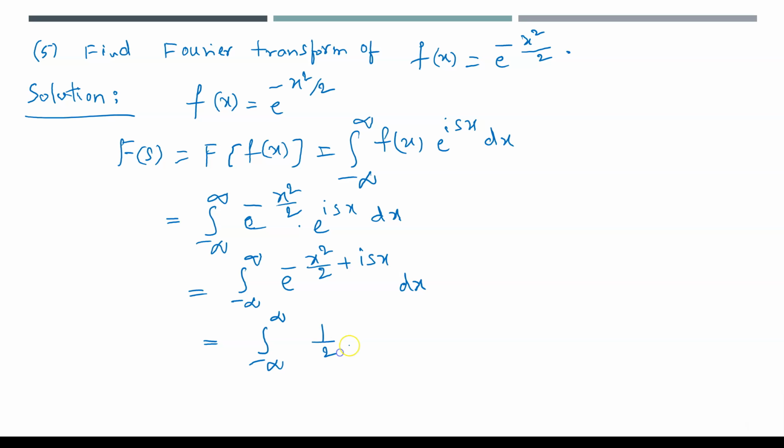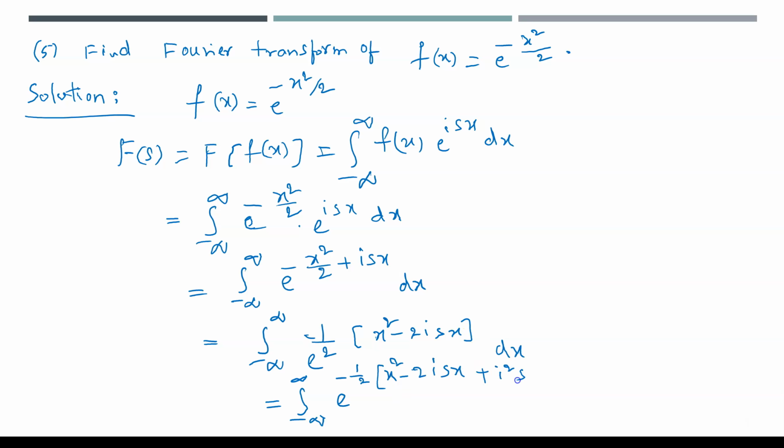If you take minus 1 by 2 common, you get the integral from minus infinity to infinity of e power minus 1 by 2 into (x square minus 2isx) dx. Here, add and subtract i square s square, so plus i square s square minus i square s square, dx.